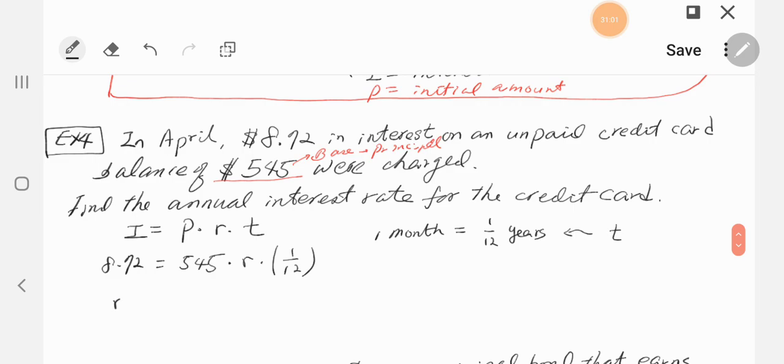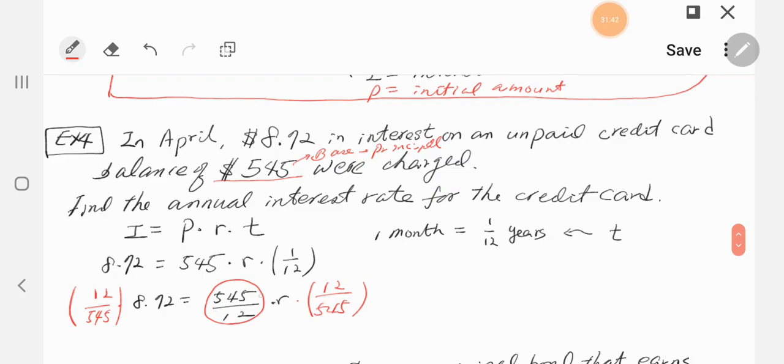All right, so from this, let's find R. Let me rewrite this. 8.72 is equal to 545 over 12 times R, right? So from this, let's get rid of this fraction by multiplying each side by the reciprocal of this number, so 12 over 545. Multiply each side, then this all cancels out.